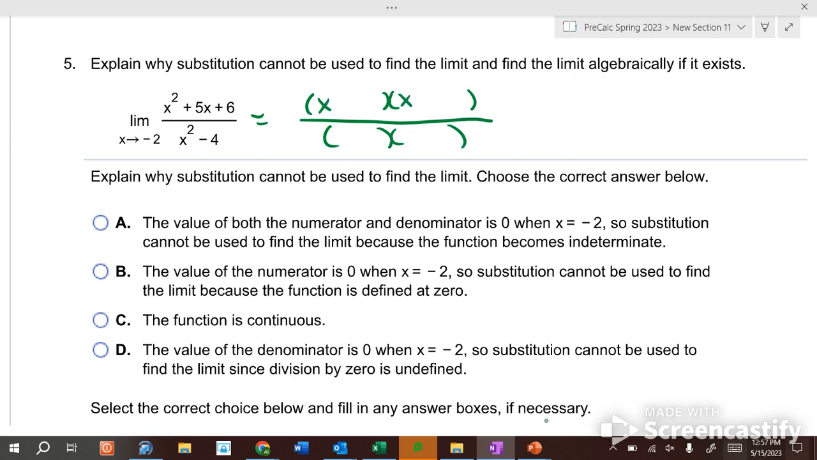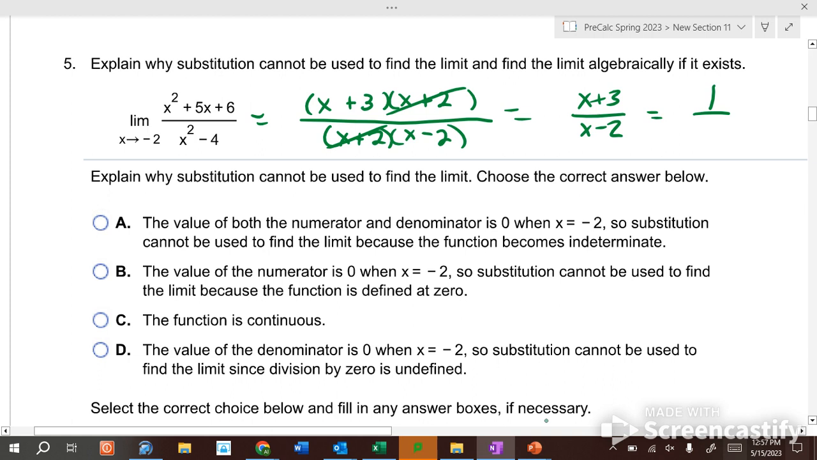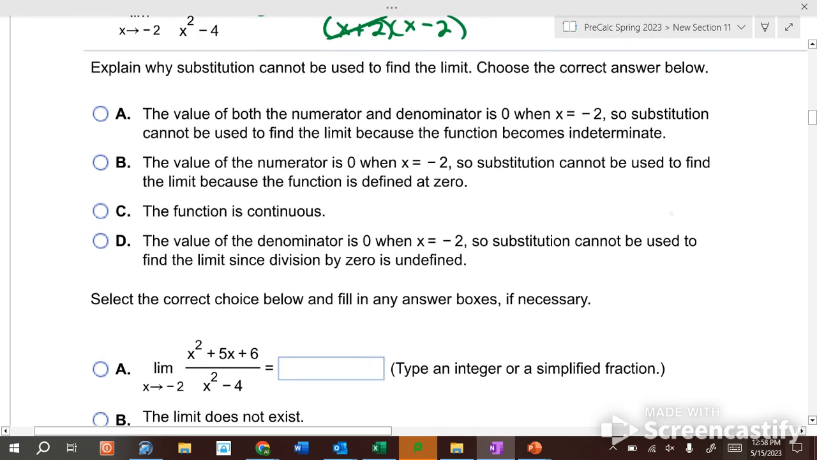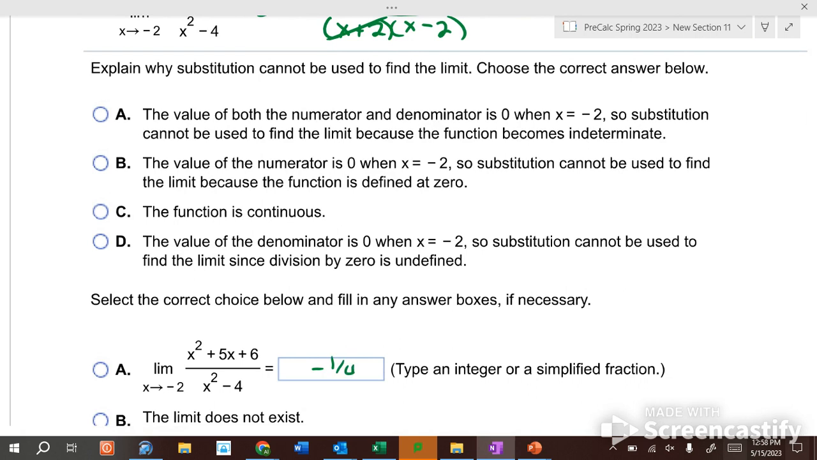x and x, plus and plus, factors of 6 are x and x, plus and minus 2 and 2. So if we cancel these two out, I get x plus 3 over x minus 2. Now can I put the limit in? So I get 1 over -4. So it's -1/4. All right. This limit is -1/4.